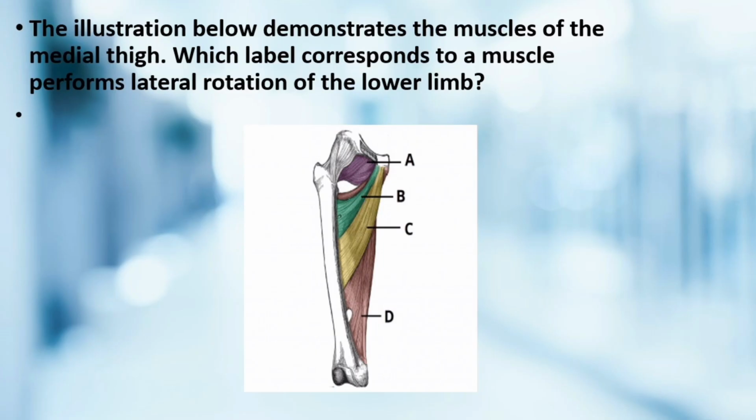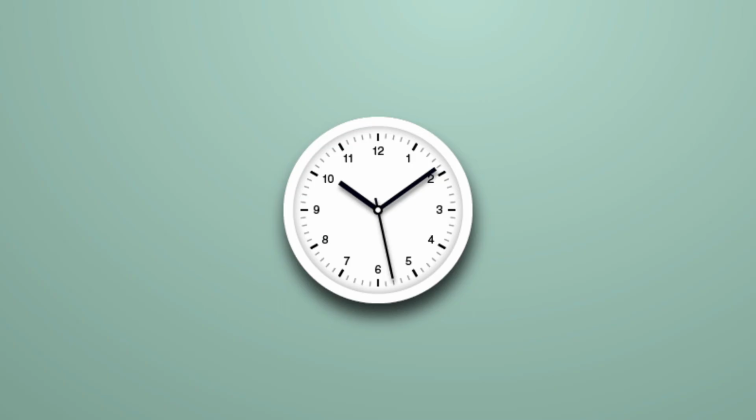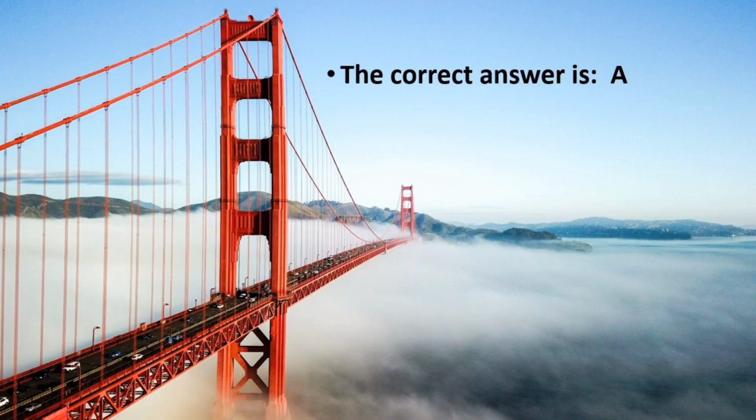2. The illustration below demonstrates the muscles of the medial thigh. Which label corresponds to a muscle that performs lateral rotation of the lower limb? A, B, C, D. The correct answer is A.